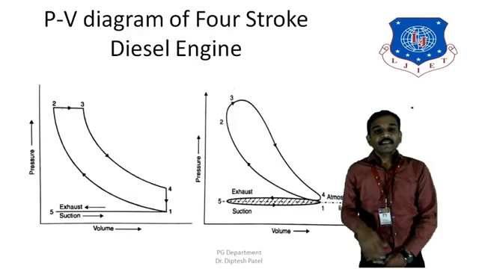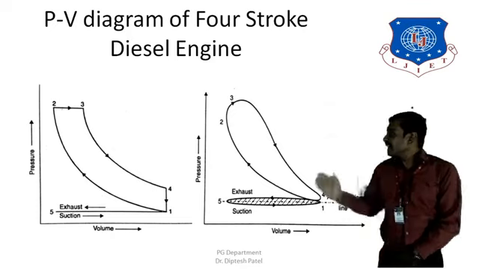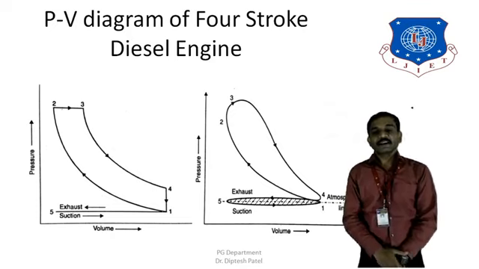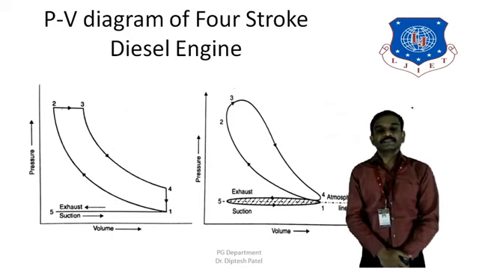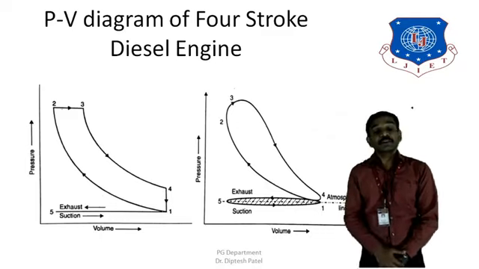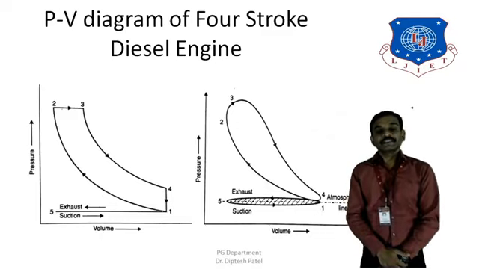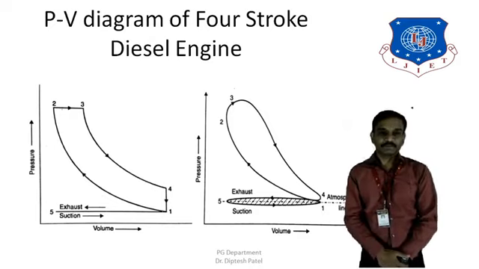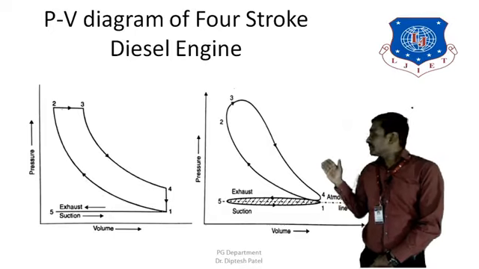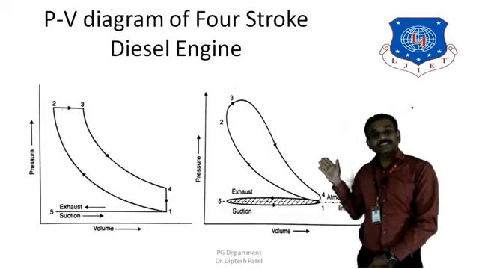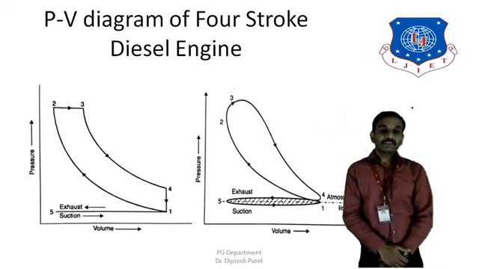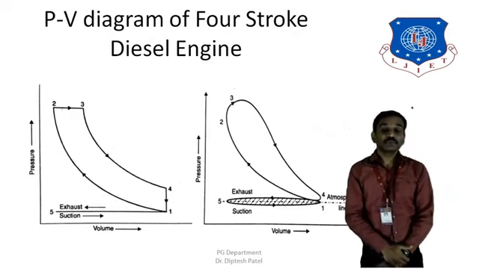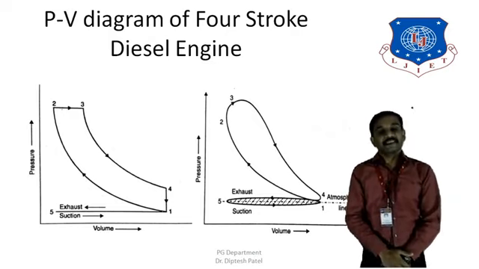Now this is the PV diagram of the 4-stroke diesel engine. You can see that at 1 the suction starts below atmospheric pressure. 1 to 2 is the compression stroke, 2 to 3 is heat addition, 3 to 4 is the expansion, and 4 to 1 is the exhaust of the gases into the atmosphere. Since the heat addition takes place at constant pressure, which is shown in line 2 to 3, this is also known as the constant pressure cycle.